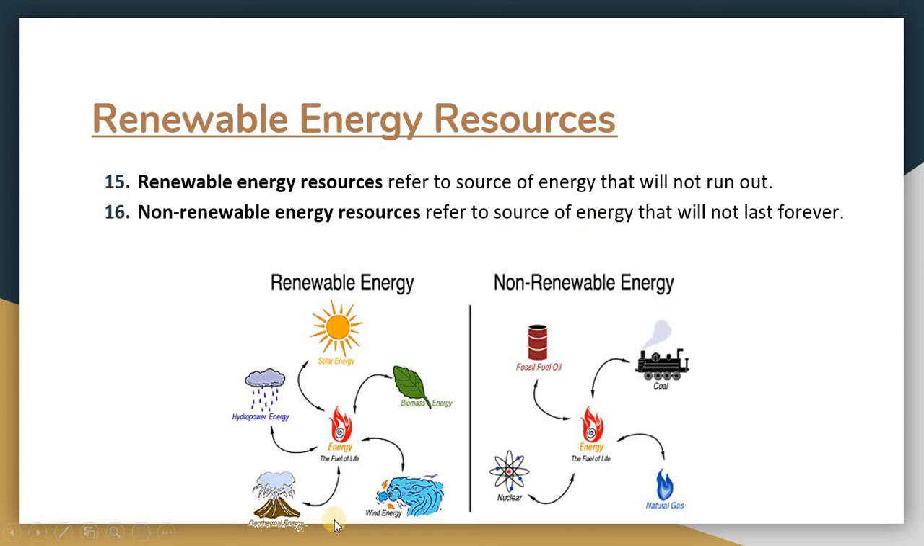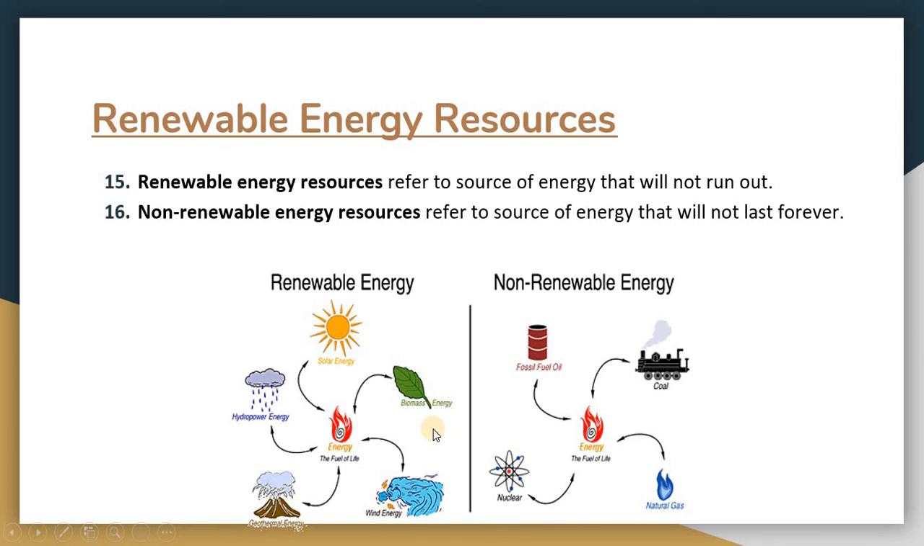Whereas when it comes to renewable energy, because we know that non-renewable energy will eventually run out, this causes scientists to look for alternatives. So that's where renewable energy comes about. For example, examples of renewable energy, we have solar energy, hydropower energy, geothermal energy, wind energy, biomass energy.